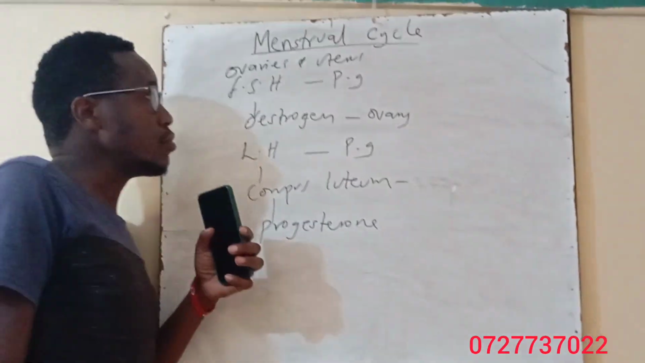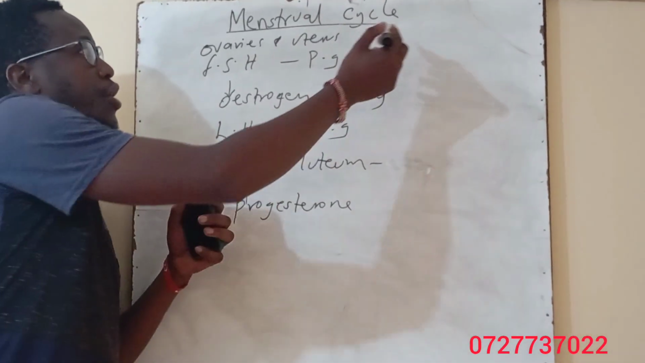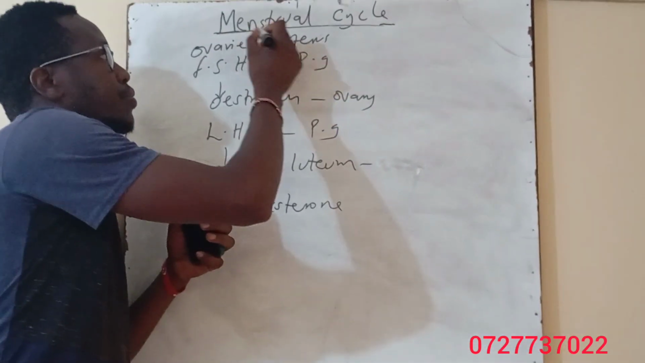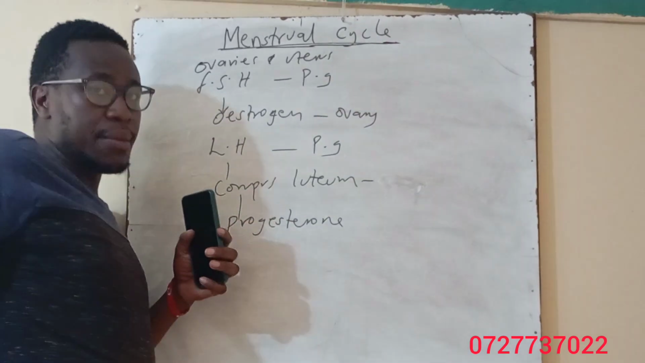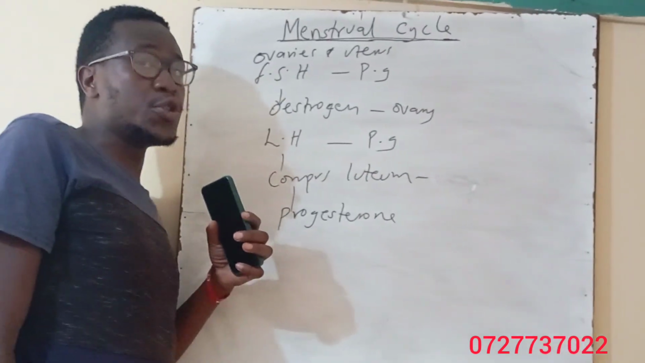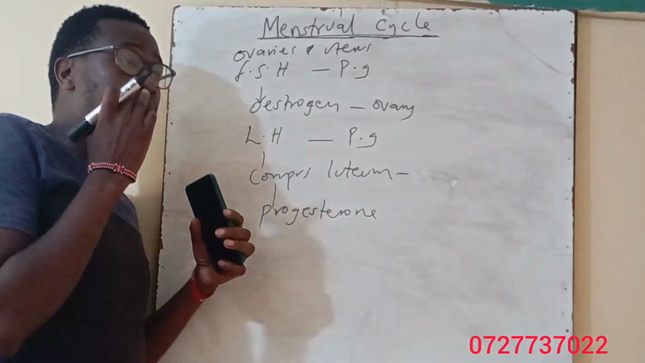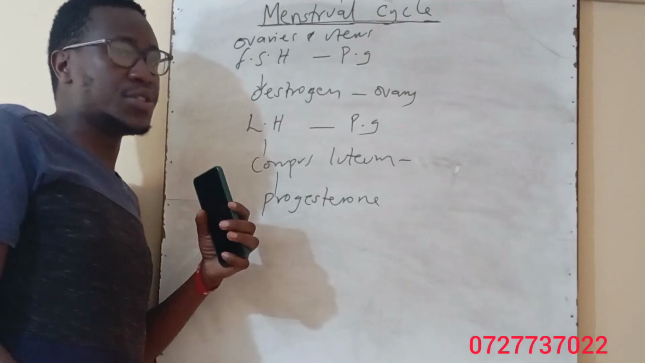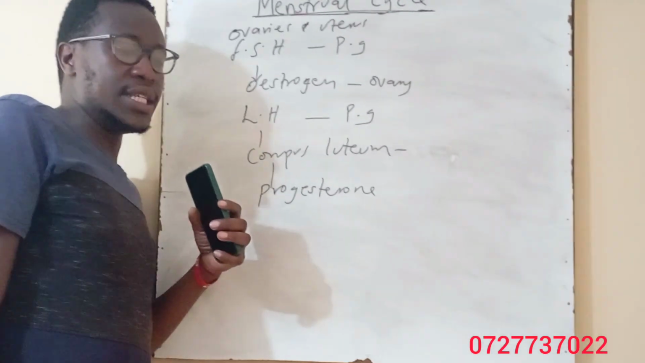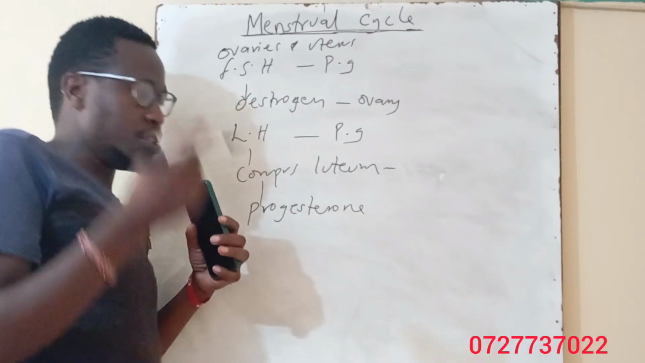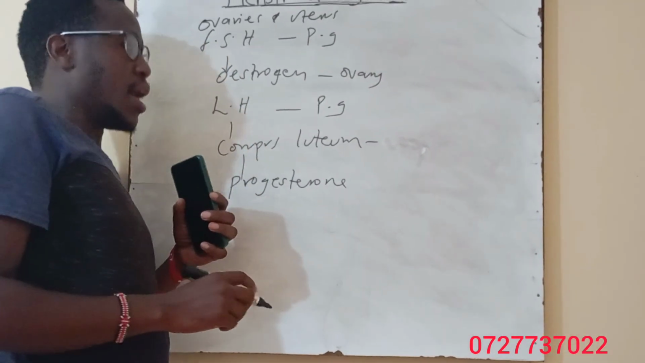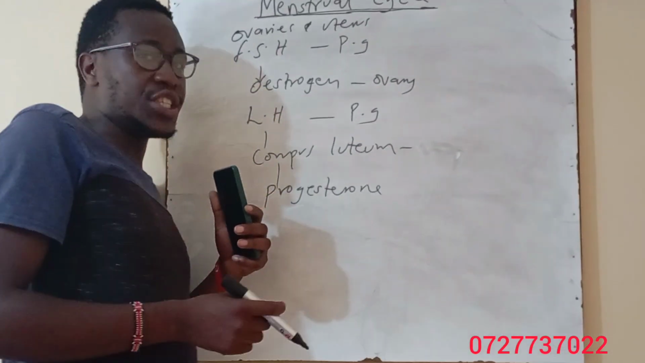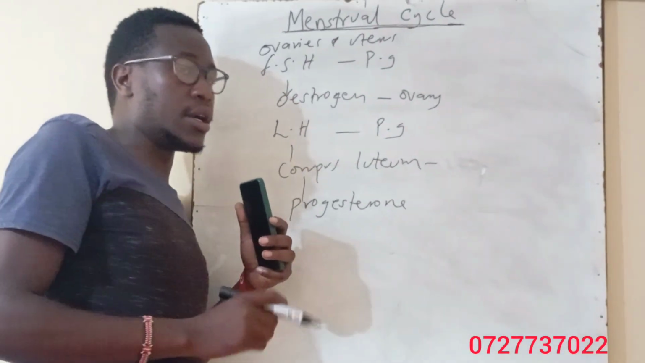So today, we are going to look at the menstrual cycle, or the hormones that are involved in the menstrual cycle. One thing you should know is that the menstrual cycle involves the ovaries, or the ovarian cycle, and the uterus, or the uterine cycle, and it involves hormones that are released by the ovaries and which are in turn regulated by the pituitary gland.